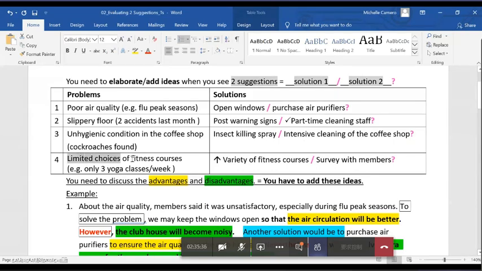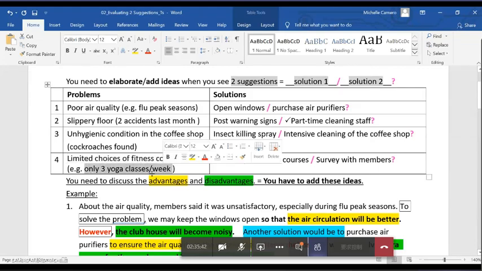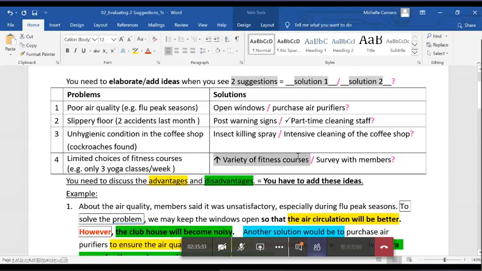Okay, so here is limited choices of fitness courses. That's a problem. E.g., only 3 yoga classes per week. Notice I use the word per week, or only 3 yoga classes in a week, something like that. That's more information. Then we've got variety of fitness courses and survey with members.